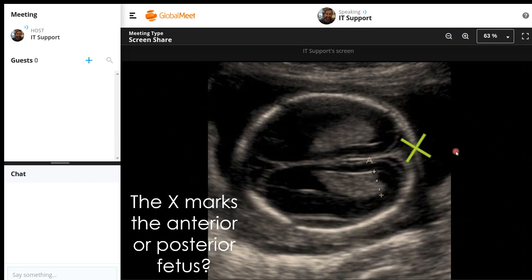The X marks the anterior or posterior of the fetus. If we were at the level of the choroid plexus, the points point forward and the base points back. So this would be the posterior aspect of the fetus.